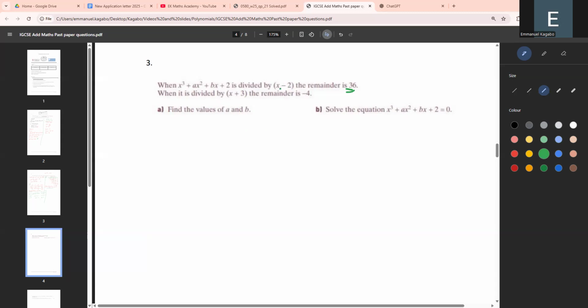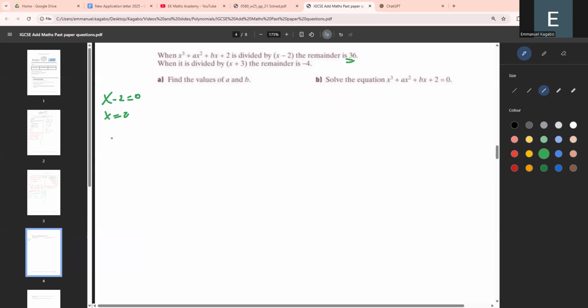Now, I'm dividing by that. That means it's x minus 2 equal to 0. So my value of x will be equal to 2. Then I'm going to substitute this 2 in this polynomial here. So it will be 2 power 3 plus a bracket 2 squared plus b bracket 2 altogether here plus c at this point, guys. I hope you understand. Okay, very good.